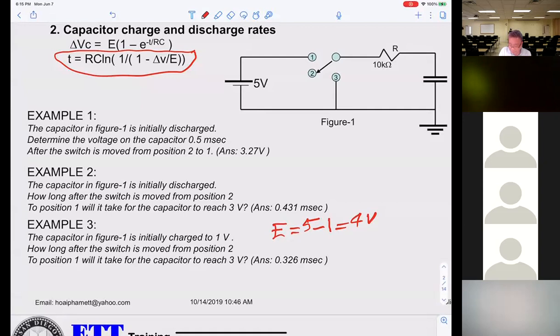And also you need to know in this case, what delta VC equal. What is the delta VC equal? 3 volt? 3 minus 1. They are initially charged already to 1 volt. And now they reach 3. So basically they are charging only 2 volt.